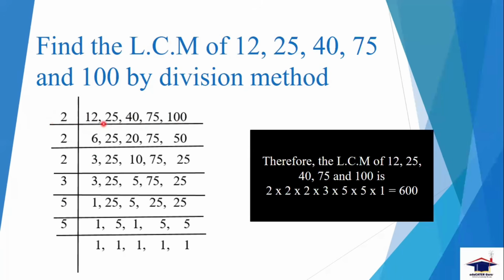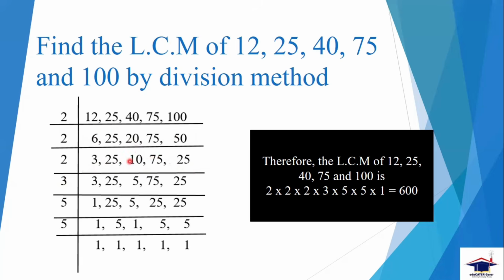Then start dividing from the least prime number. First one is 2. 2 6s are 12, 25 is not divisible. Then 2 20s are 40, 75 is not divisible. Then 2 50s are 100. Next, again you have some numbers which can be divisible by 2. So 2 3s are 6, then 25 is not divisible, so write as it is. Then 2 10s are 20, 75 is also not divisible, so write as it is. Then 2 25s are 50.